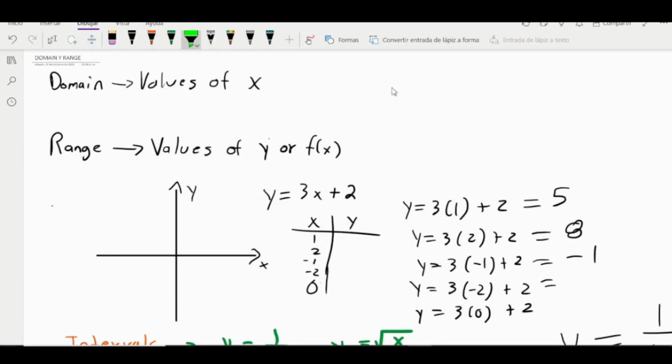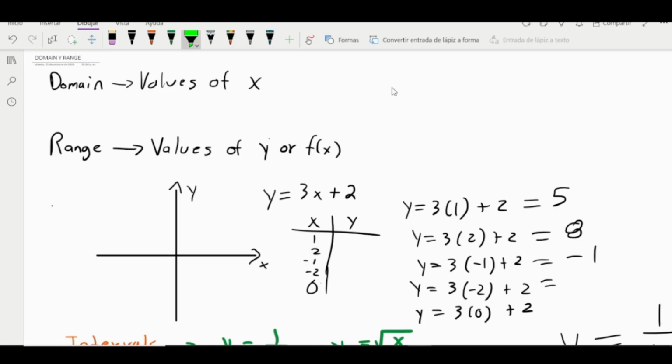Hello, good day. For today we're going to check something about the domain and range. We're going to identify what the domain is and what the range is. We are also going to use something that we used before about intervals. I hope that you understand all this topic. Let's start with the domain.